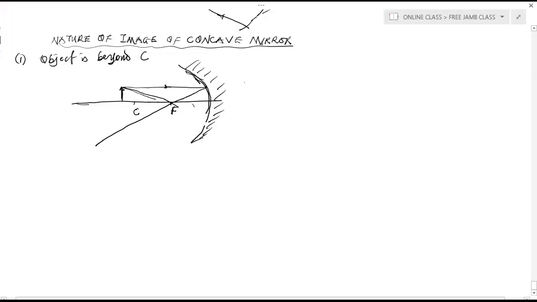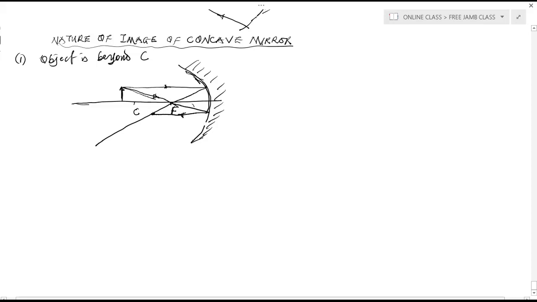So let me straighten it well. It's drawn straight like this. Then that is the direction. It will reflect back parallel to the principal axis. You can see the way it reflects back.